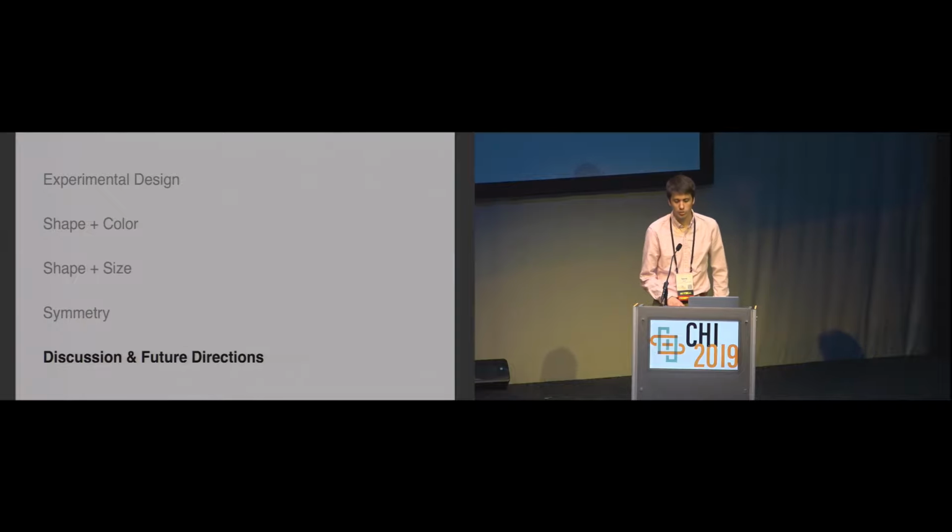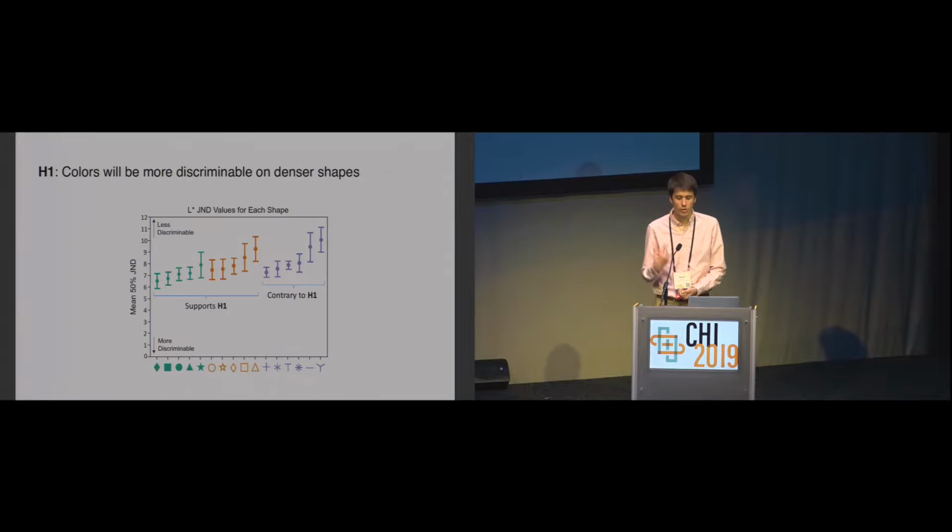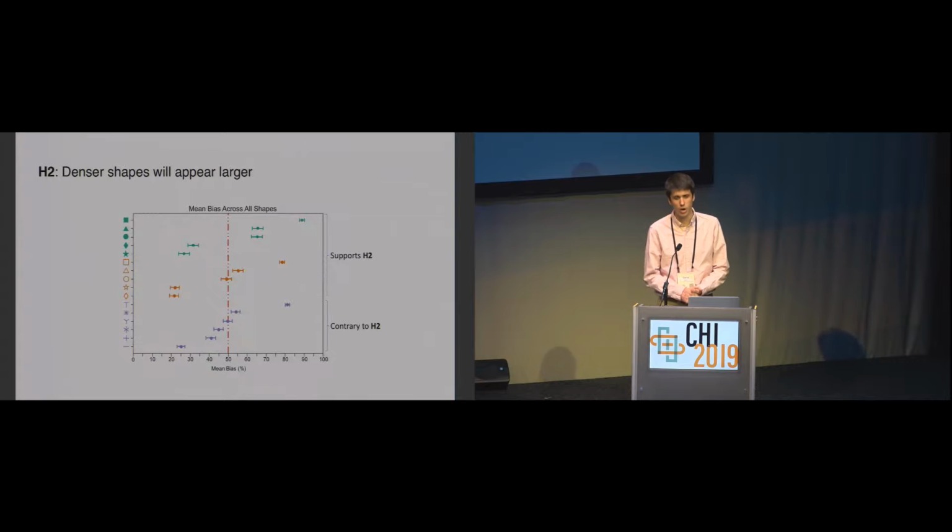So lastly, I want to close by summarizing our results and showing how we might use this data to construct more effective visualizations. So first, we found evidence supporting our hypothesis that colors would be more discriminable on denser shapes, like with the filled shapes compared to the unfilled shapes. But we also found evidence contrary to this hypothesis among the open shapes. And we found some support for our hypothesis that denser shapes would appear larger, for example, the filled shapes compared with their unfilled counterparts. But again, we found some evidence contrary to this hypothesis.